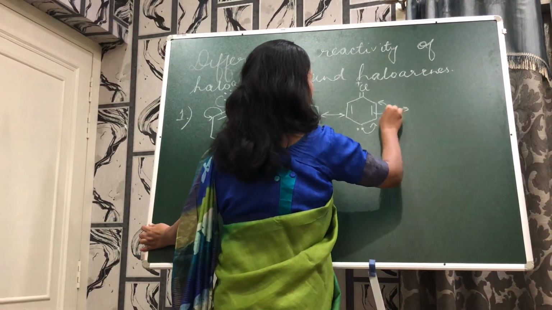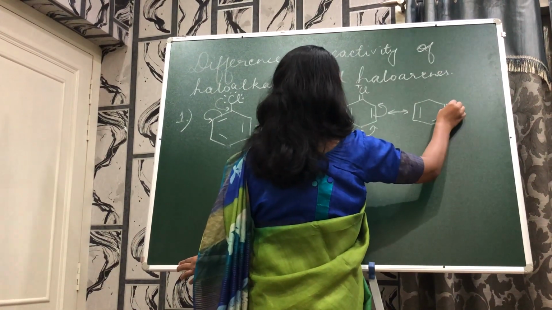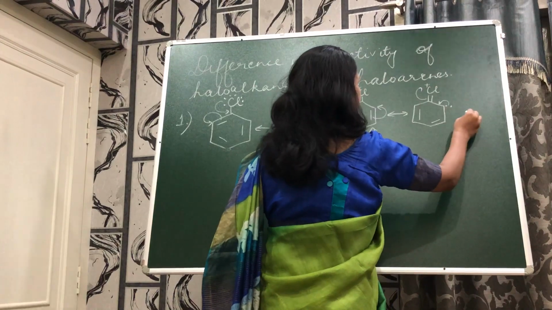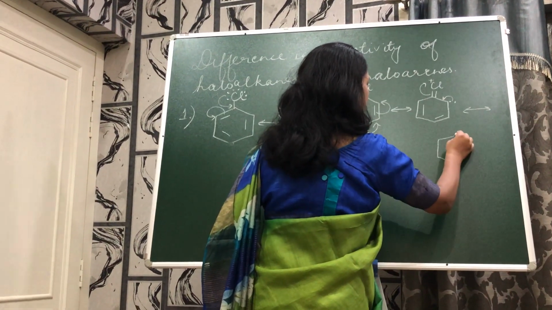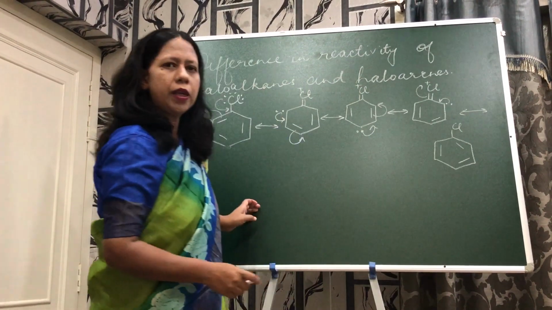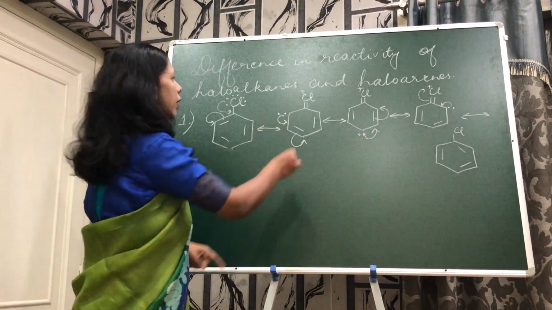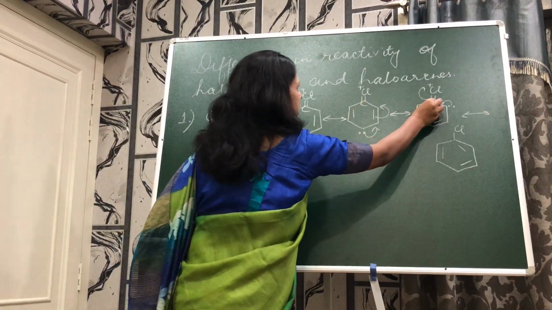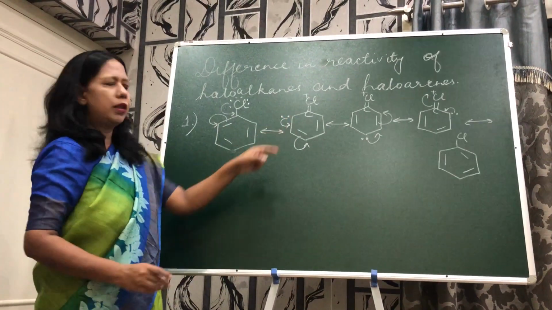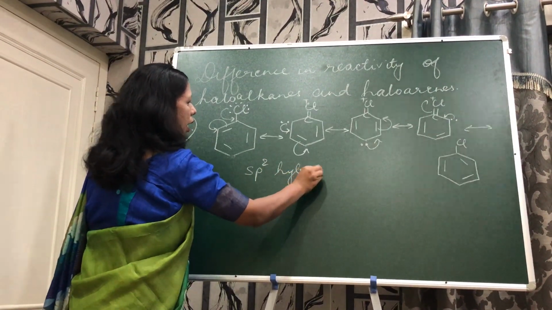Thereby, the electron is being shifted throughout the ring, and at the end, the electron comes back to its original position. We see here there are 5 resonating structures, and the carbon here is acquiring a double bond. A double bonded carbon atom means that the carbon is sp2 hybridized.